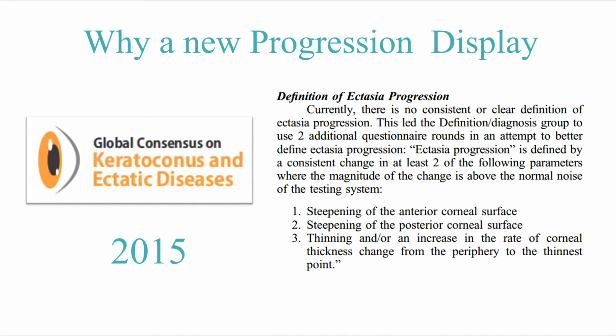So we go back. Why a progression display? And we're going to go back again to that consensus document. And here's what they stated about how to define ectasia progression. They stated there's no consistent or clear definition of ectasia progression. And they defined progression as a consistent change in at least 2 of the following parameters, and this is the important part, where the magnitude of the change is above the normal noise of the testing system. And those are either steepening of the anterior corneal surface, steepening of the posterior corneal surface, or thinning and or increase in the rate of corneal thickness change from the periphery to the thinnest point, in other words, pachymetric progression.